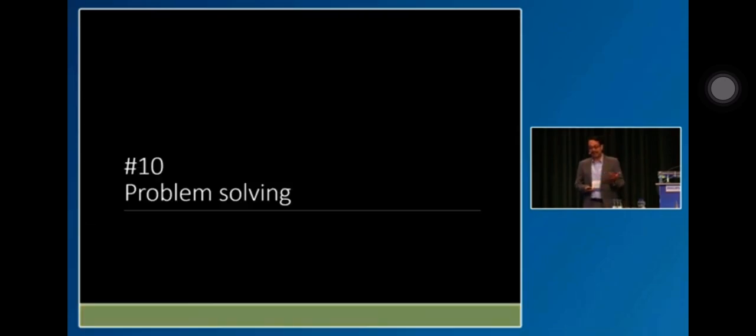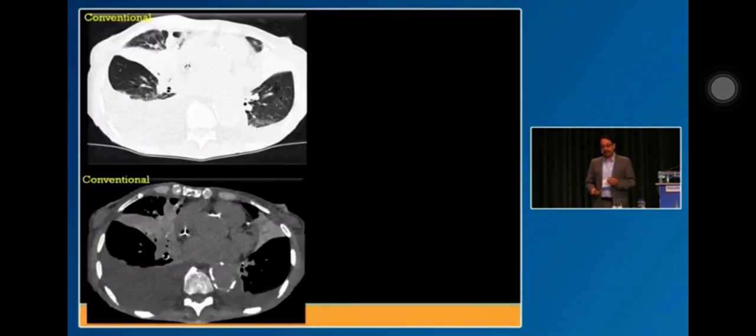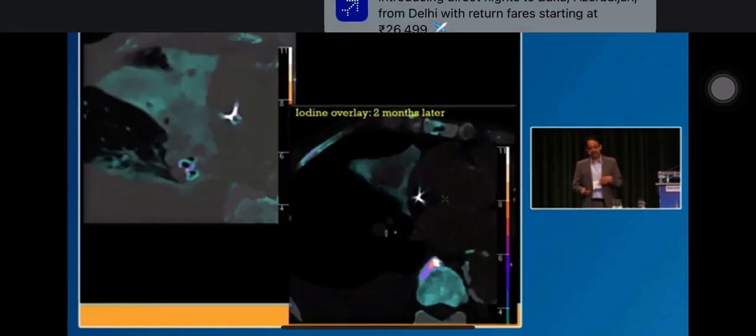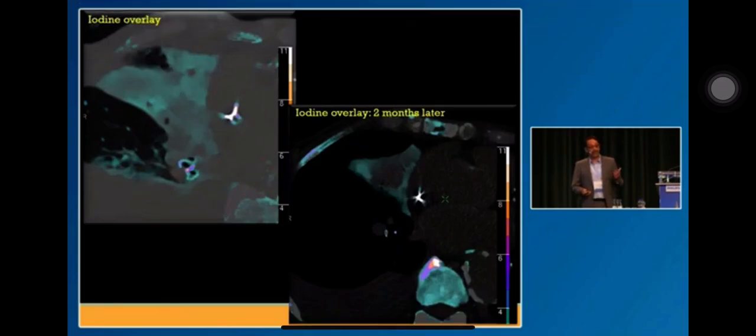A couple of problem-solving situations that you can use it. You will find it useful in interesting and unanticipated ways. So here's a patient with infiltrates in the lungs. They did not know what these infiltrates were from. Put on iodine map. This patient was on amiodarone, and this is amiodarone toxicity. The patient was put on steroids, taken off of amiodarone. 2 months later, patient's a lot better.